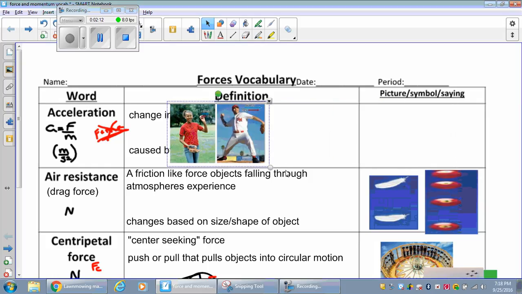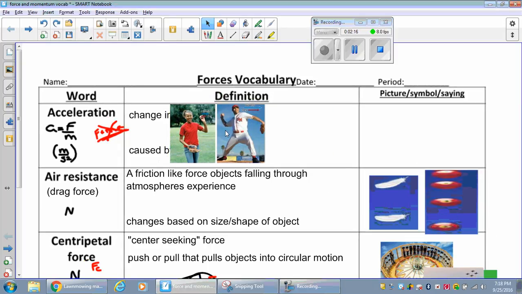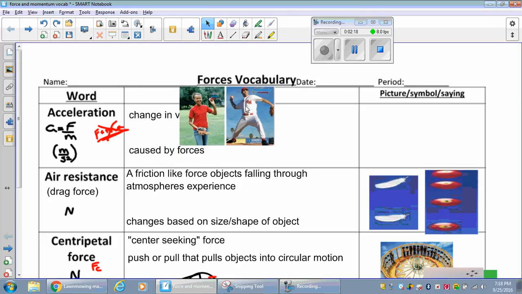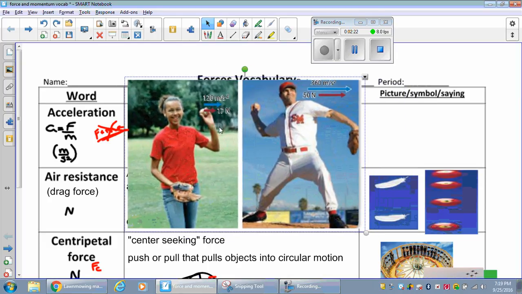Let's blow this up, so take a look at it. Okay, so in this case, we have the same baseball, right? So it's going to be 0.4 kilograms. But look at the difference now. Big Major League Baseball player throwing it at 50 newtons versus the school child throwing it at 17 newtons, right?